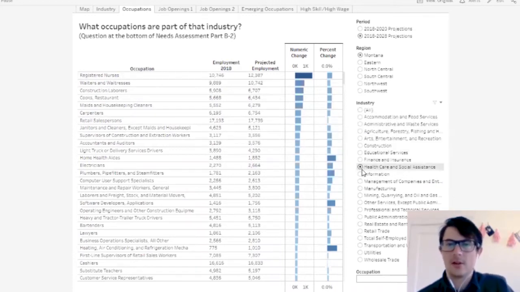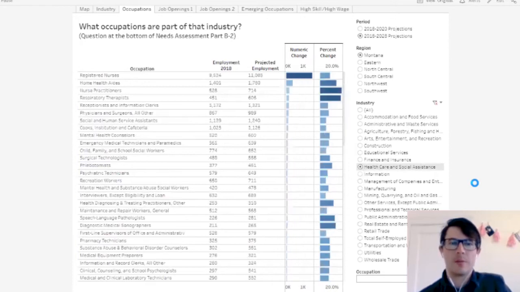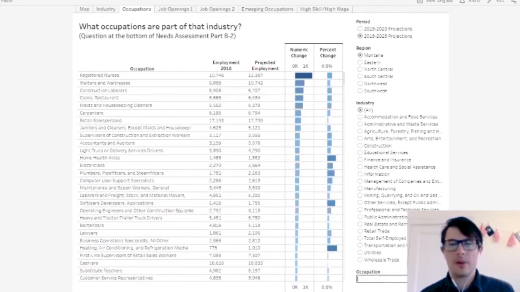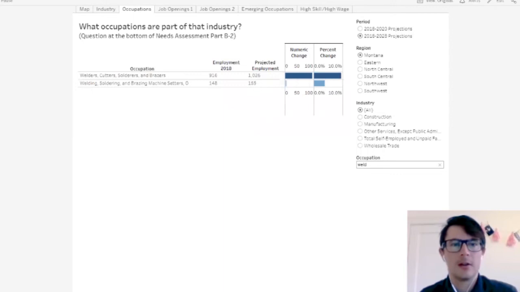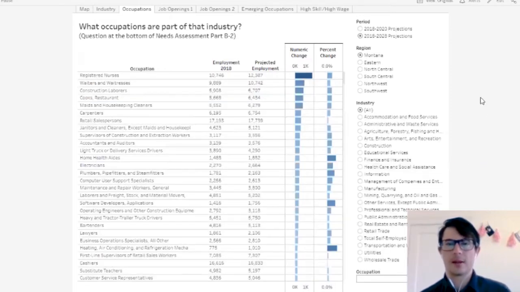You can select into an industry to see which occupations are growing fastest within that industry and growing the most. You can also search backwards for occupations if you have trouble finding them. So if say you want to grab every occupation with the word weld in it, you can see those and also see the industries that those occupations can be found in. And then you can close back out to get back to the main page.